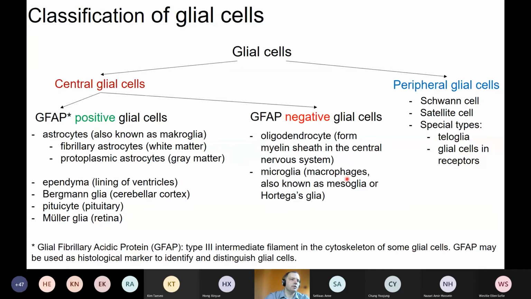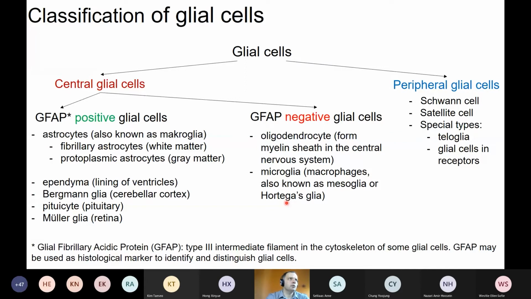Microglial cells are the macrophages. Here the terminology is a little bit fuzzy. People sometimes use the term mesoglial cells. That's because of their developmental origin. I will come back to this. Or the eponym for that, Ortega's glial cell. This was the scientist who first published these cells.